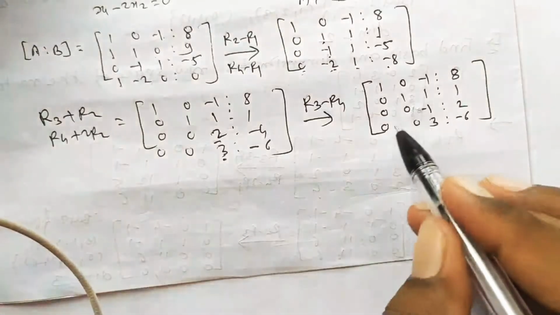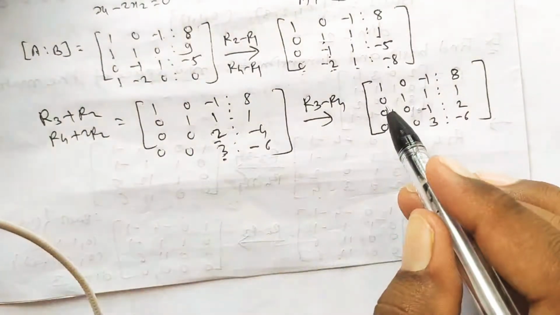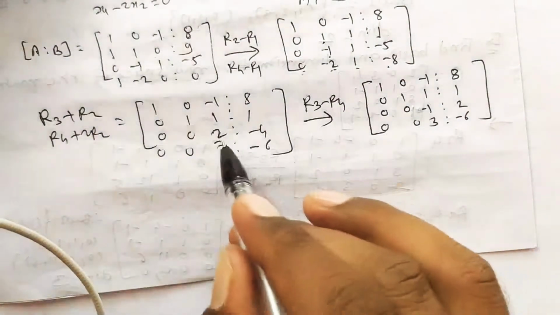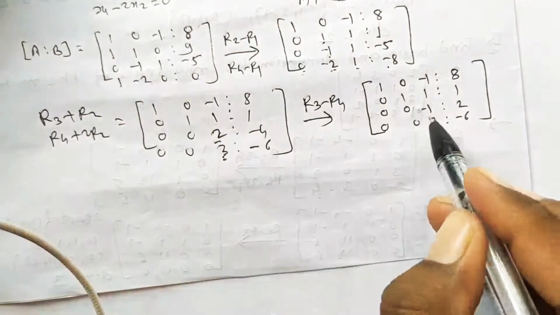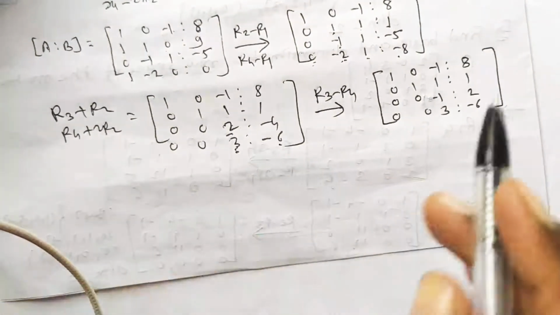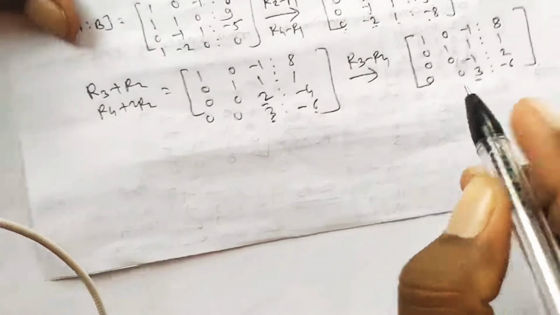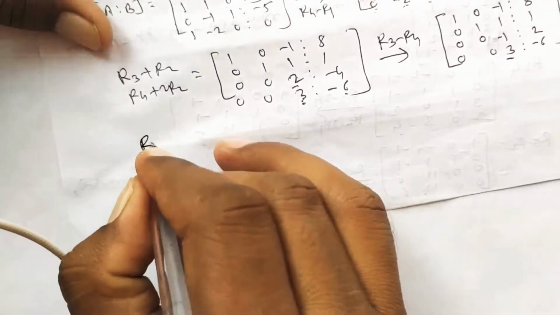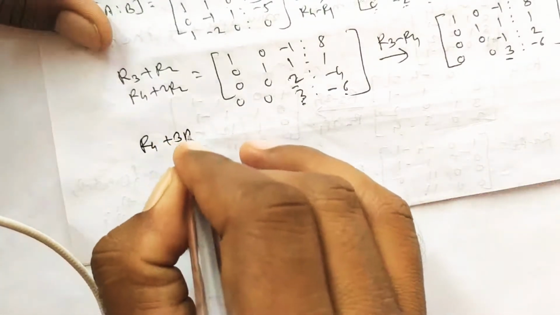then we get this matrix, because R1 and R2 are as it is. We have to change only R3 here. 2 minus 3 is minus 1, and minus 4 minus minus 6 is plus 2, remaining rows as it is. Now we want here 0. So last operation we have to use here R4 plus 3 times R2.